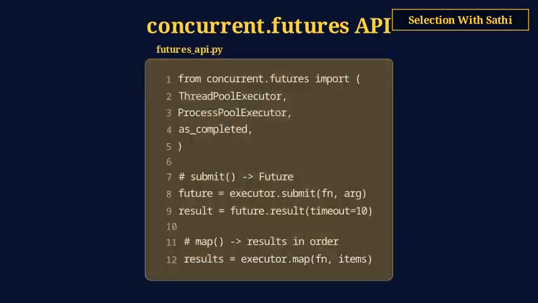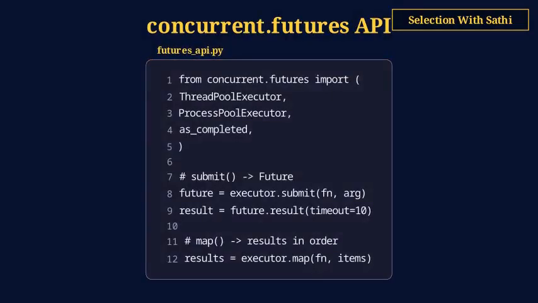The concurrent.futures module provides a high-level API. The Executor class has two main methods, submit and map. Submit takes a function and arguments, returns a Future object. Call future.result to get the return value. It blocks until the result is ready. Map applies a function to each item in an iterable and returns results in order. The beauty is that ThreadPoolExecutor and ProcessPoolExecutor share the same API.